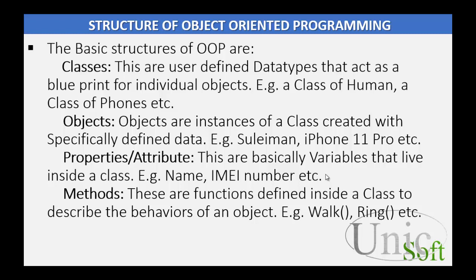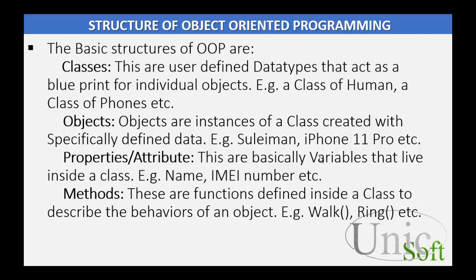When I say blueprint, I mean, take for instance a building plan. That is the plan architects draw before they follow it to actually erect a building. So you can see a class as that building plan that architects draw. When they build the house, then you can say that house is an instance of the class, which in our case here is what we have as objects. Objects are instances of a class created with specifically defined data.